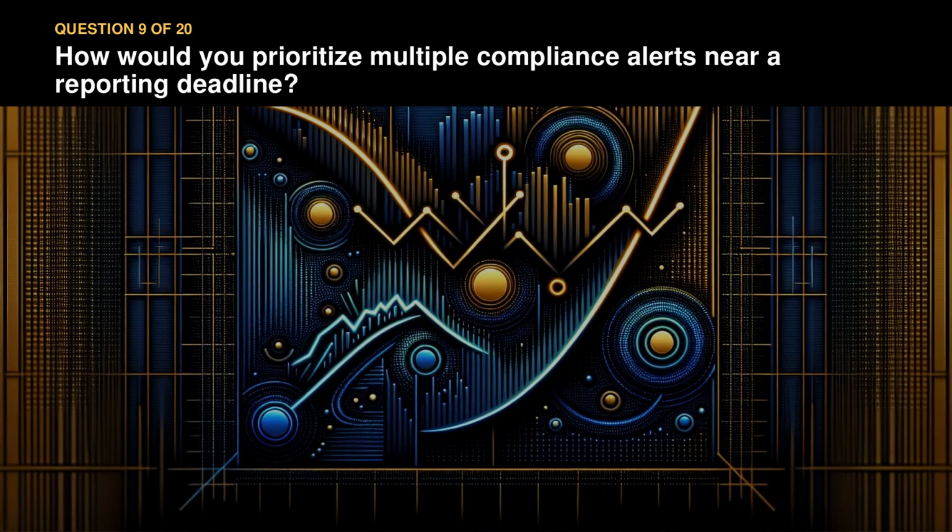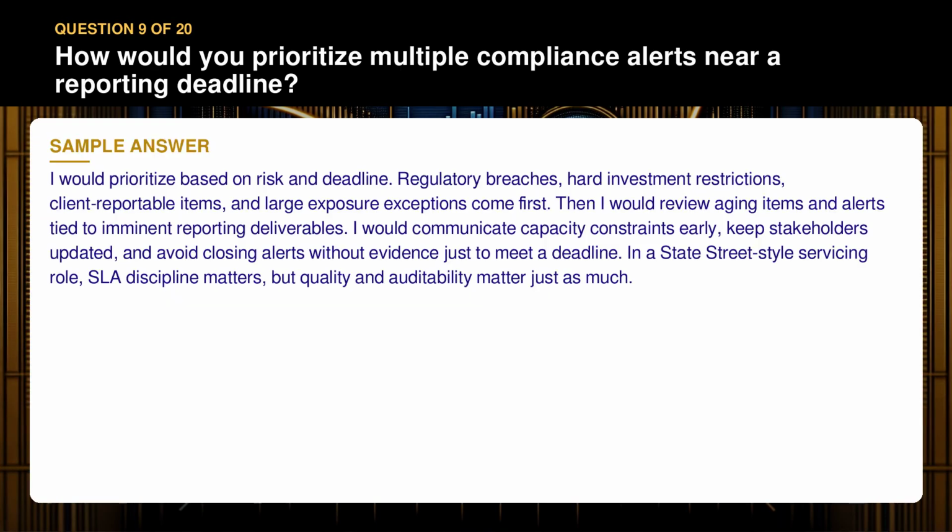Question 9. How would you prioritize multiple compliance alerts near a reporting deadline? I would prioritize based on risk and deadline. Regulatory breaches, hard investment restrictions, client reportable items, and large exposure exceptions come first. Then I would review aging items and alerts tied to imminent reporting deliverables. I would communicate capacity constraints early, keep stakeholders updated, and avoid closing alerts without evidence just to meet a deadline. In a State Street-style servicing role, SLA discipline matters, but quality and auditability matter just as much.